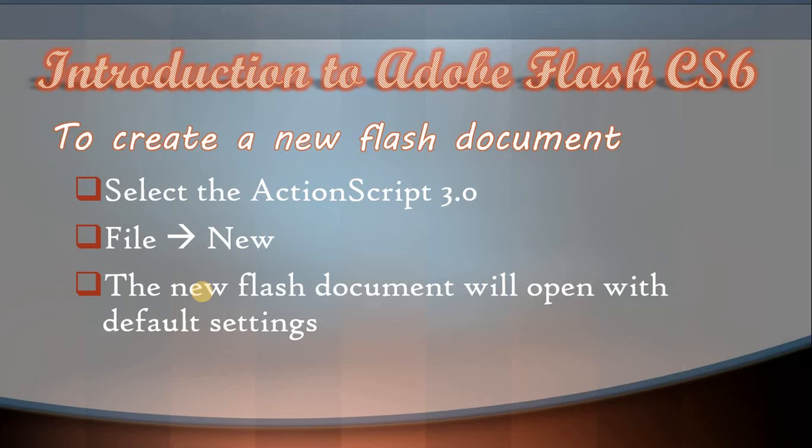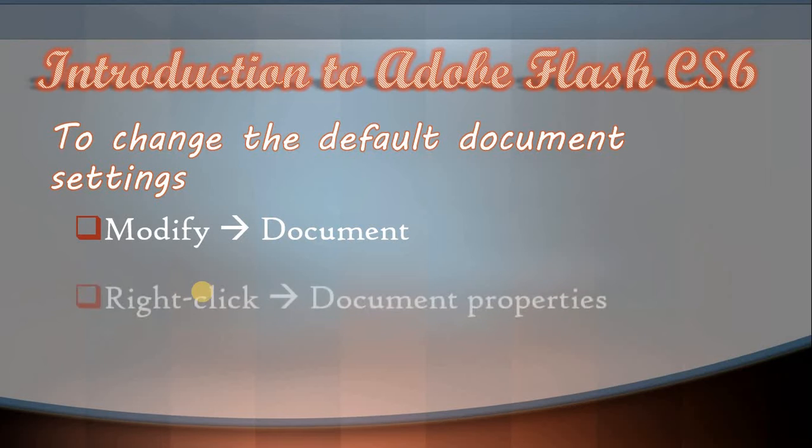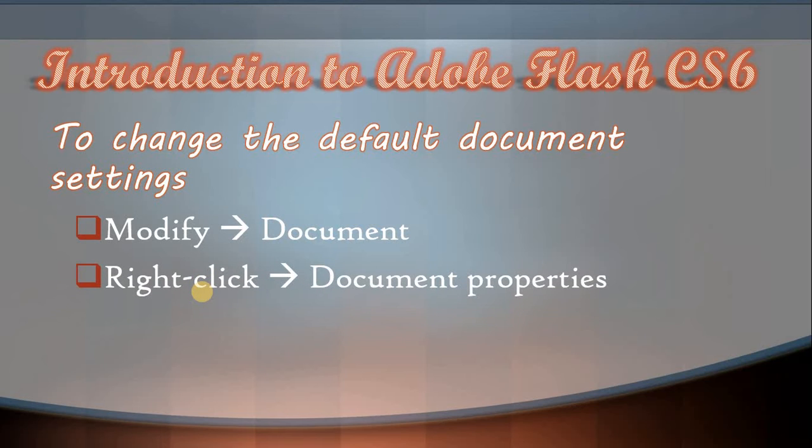To get the Document Settings dialog box, we need to click on the Modify menu and then select the Document option. It will open the Document Settings dialog box. Another way is right clicking on the stage and selecting the Document Properties option, which will open the Document Settings dialog box. And the shortcut key to open the Document Settings dialog box is Ctrl+J.